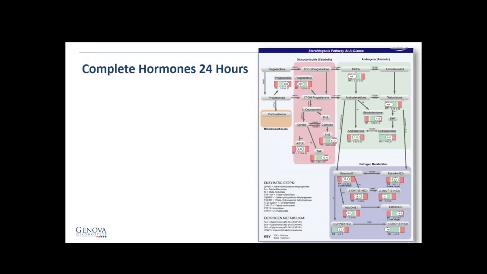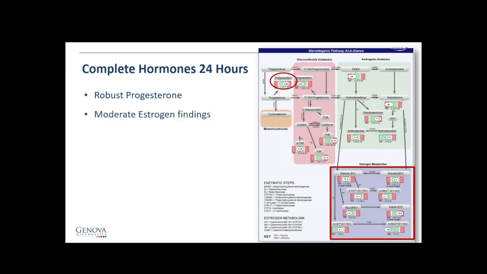So complete hormones 24 hours. Why 24 hours? Well, she's taking hormone therapy in the form of progesterone, so I'd rather have that wider net. She has robust progesterone in the form of pregnenolone. And when I say robust, I don't mean very elevated, but she's well within the reference range on the higher end. Her estrogens are kind of moderate.